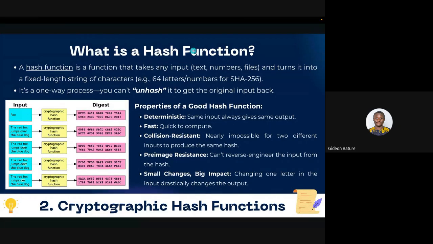But that's just hash function for you. You can't unhash it. In fact, right now it is mathematically impossible for you to go back. They always call them one-way functions. So take note of that.